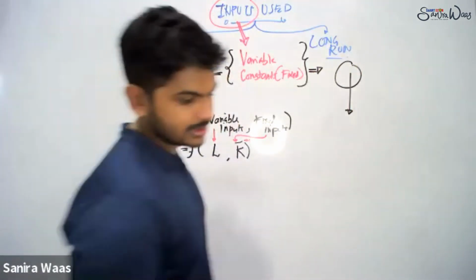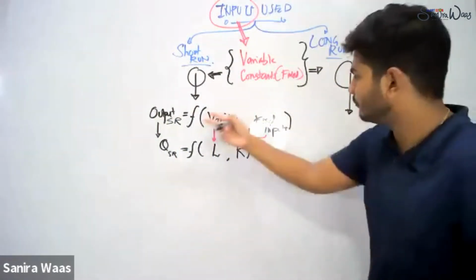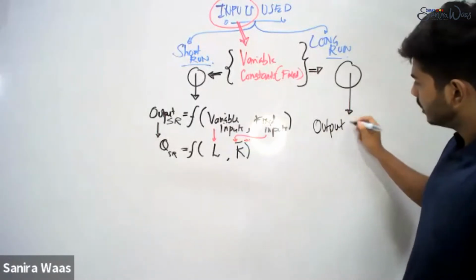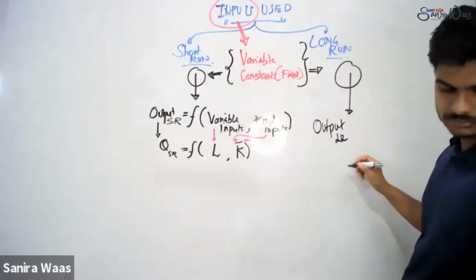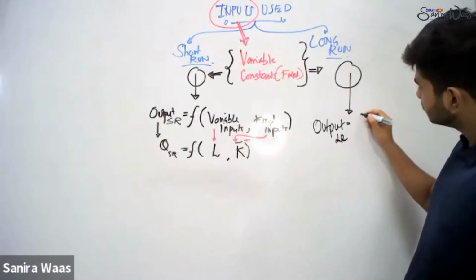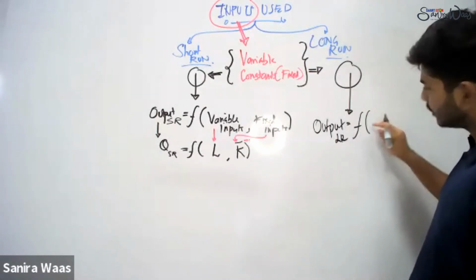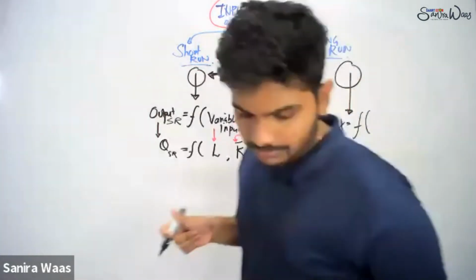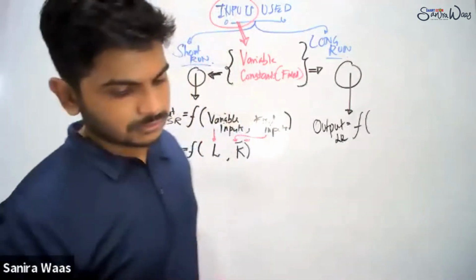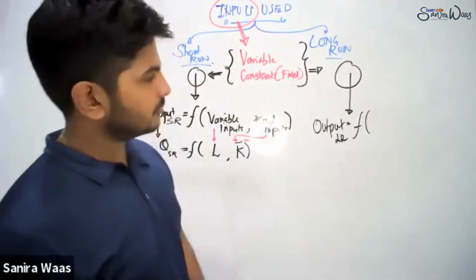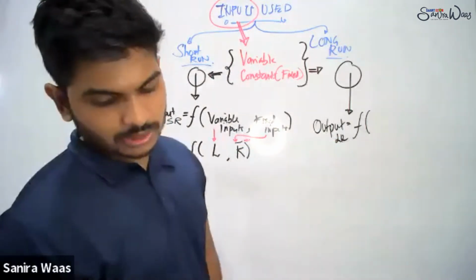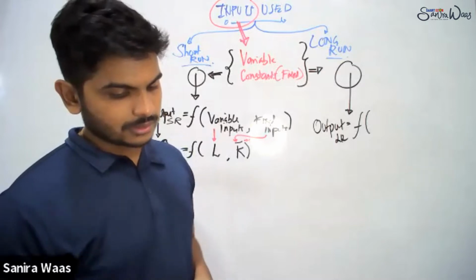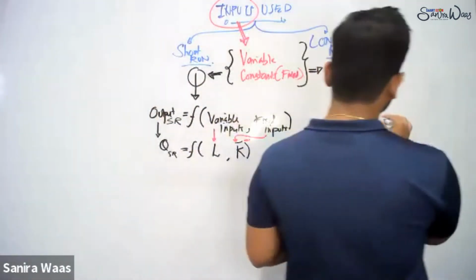Okay. Now here it is again the same way. I will write it. Output in the long run is a function of what? What is the blank we need to include? Variable, fixed, or only variable, or only fixed? What do we really need to include? Yes, it has to be variable.